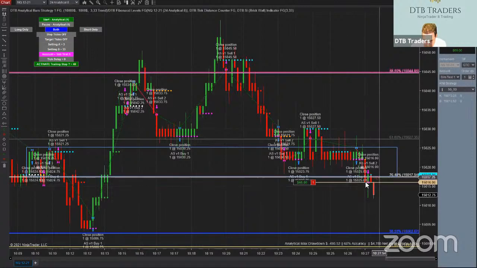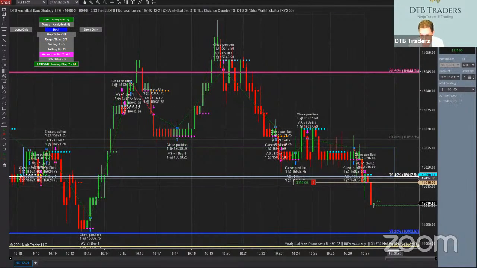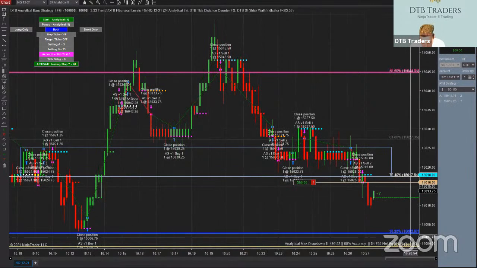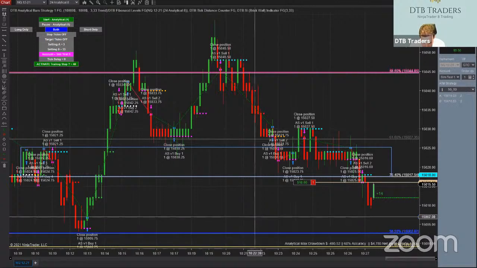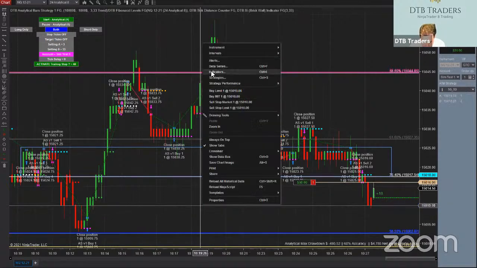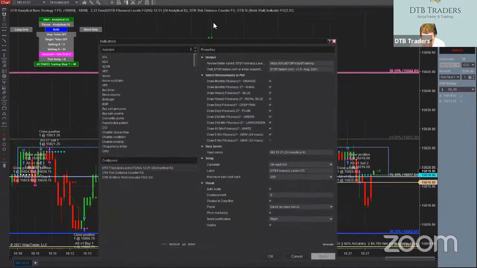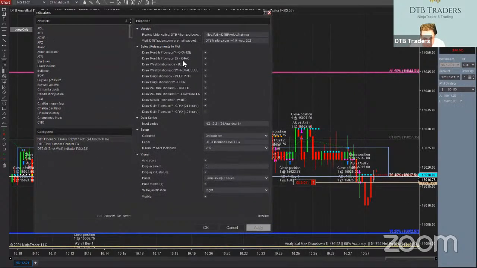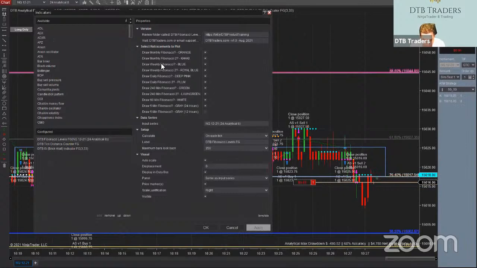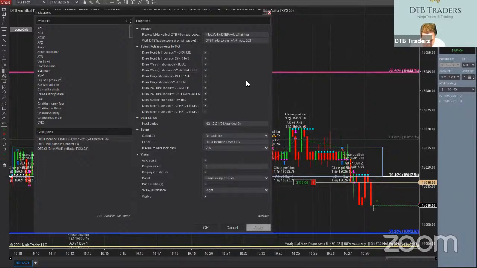So again, we've broken through the 76.4 now. So that proved to be the weaker level between the two. And now we've got the 38.2 below that, which is our weekly. So that's the weekly 38.2 level, the blues.